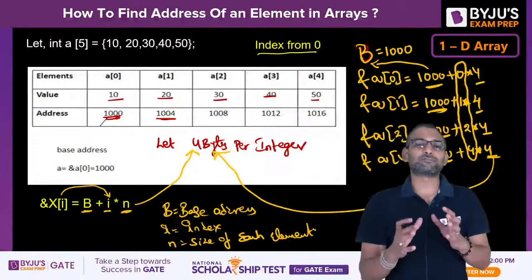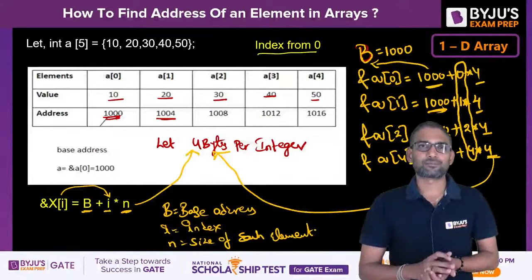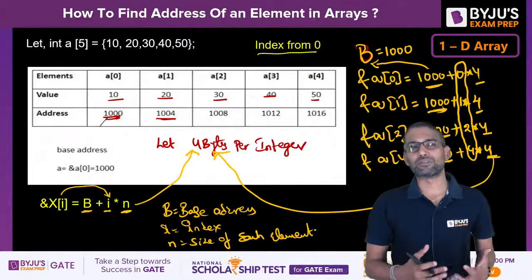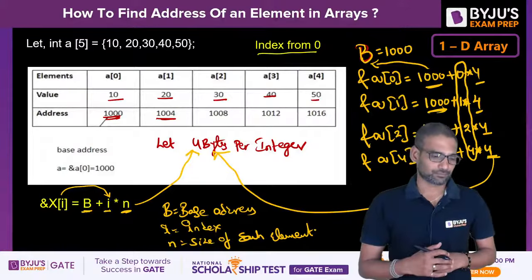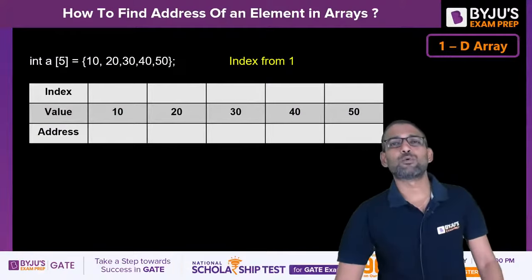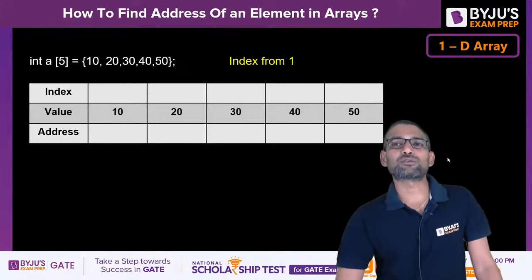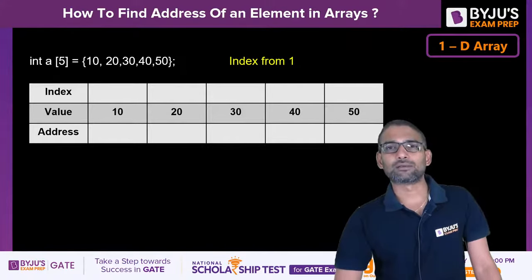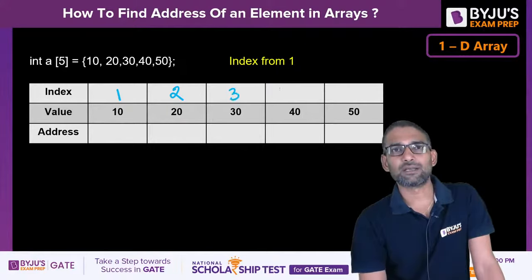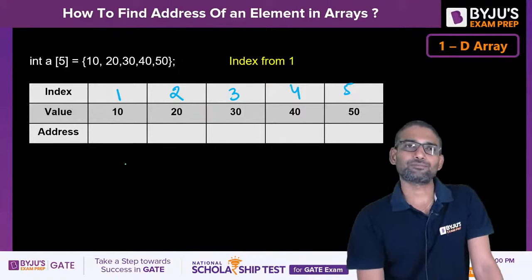I believe this is clear for everybody to find the address, and this is the default, guys, starting the index from 0. But what if I would like to start the index from 1? If I start the index from 1, first element address is 1, second element address is 2, third element address 3, 4, 5, right?